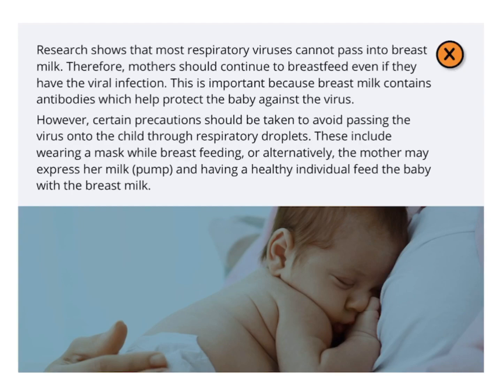These include wearing a mask while breastfeeding, or alternatively, the mother may express her milk, also called pumping, and have a healthy individual feed the baby with the breast milk.